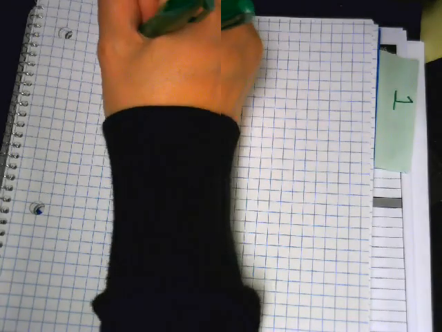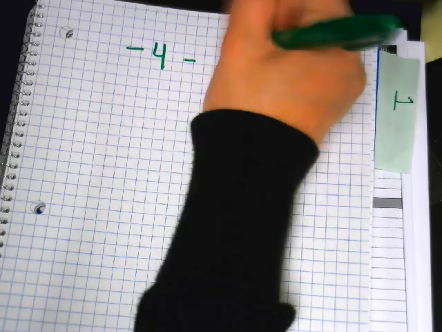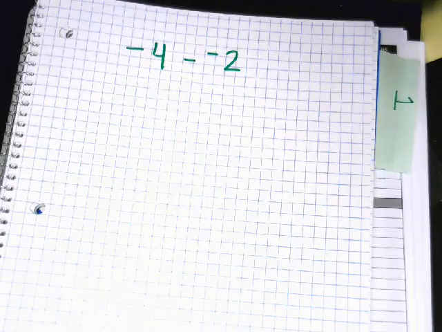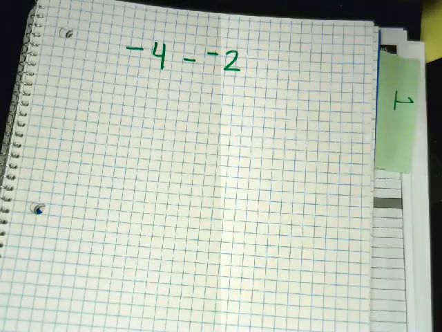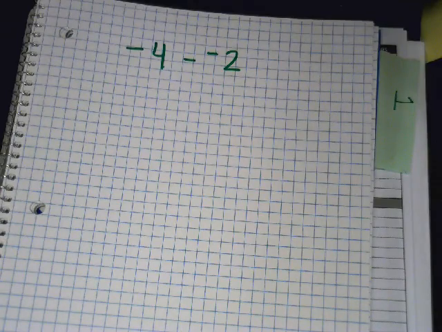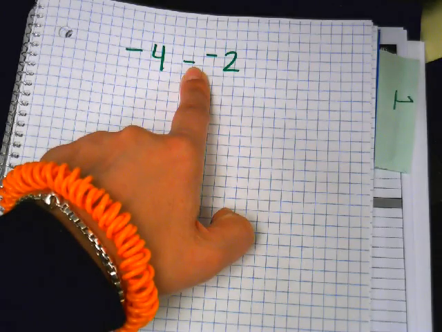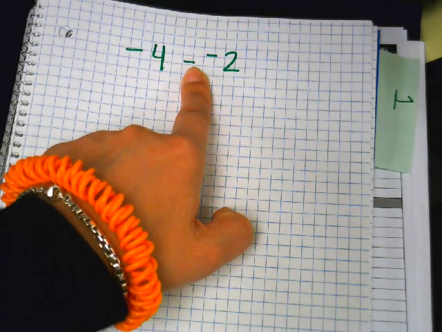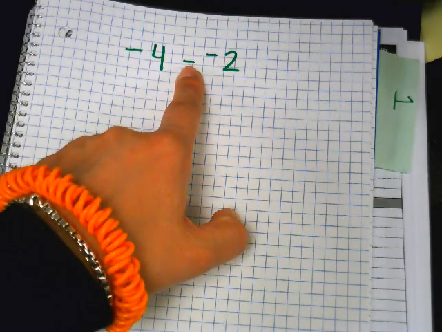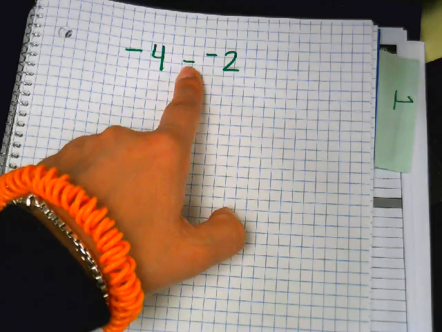Let's do negative 4 minus a negative 2. Do you guys see here how you have a minus and a negative? This is a negative, and this is a negative. Remember, this sign only has one job. It's either a subtraction or a negative, but you need an operation, so most of the time it's going to be a subtraction sign.